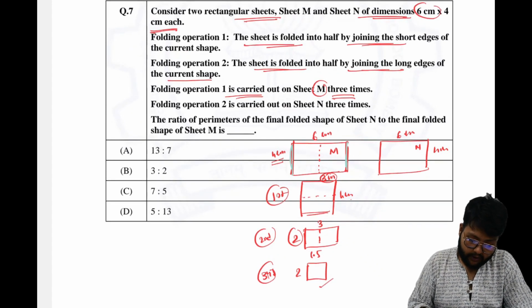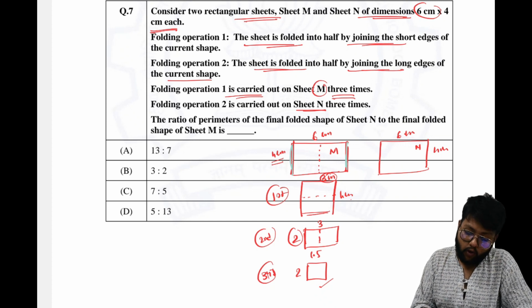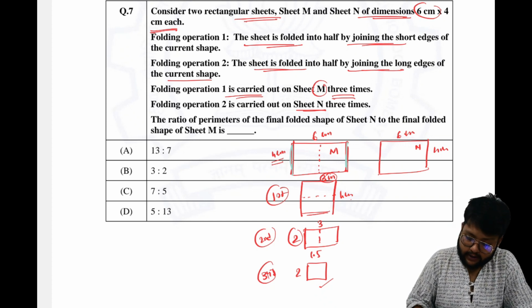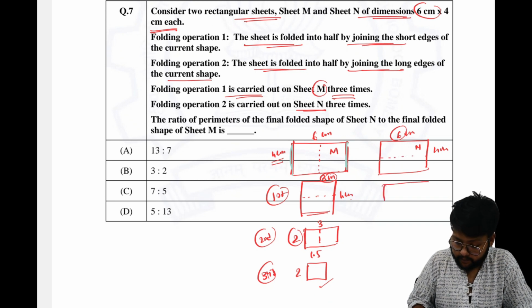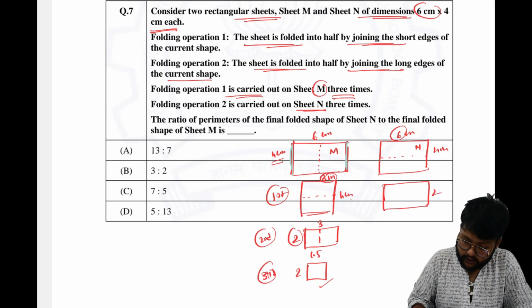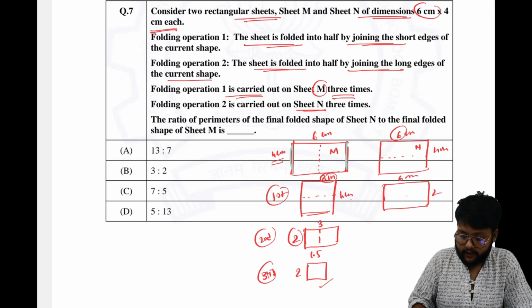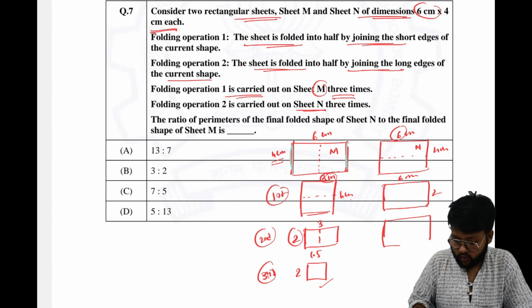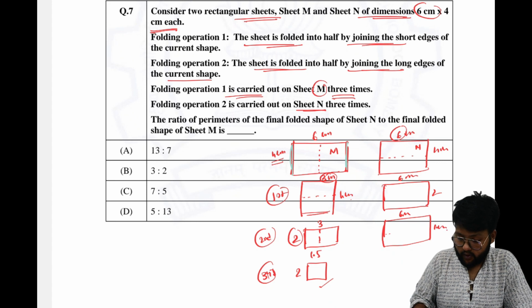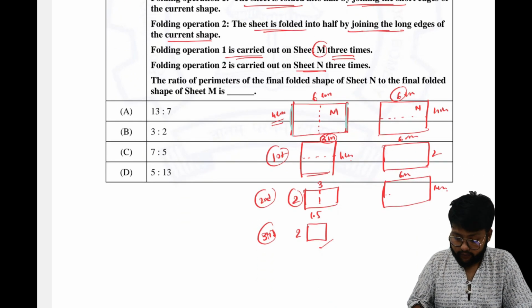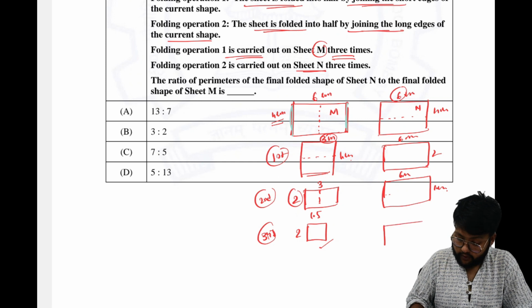And the second operation is on N. Now what it is saying is that it will be folded from the longer edges. For longer edges, it means the 6 longer edges will meet each other, so it will look like 2 centimeter, 6 centimeter. Again the longer edges will look like 6, so it will look like 6 centimeter, 1 centimeter. And again if we do this, it is 6 centimeter and 0.5.